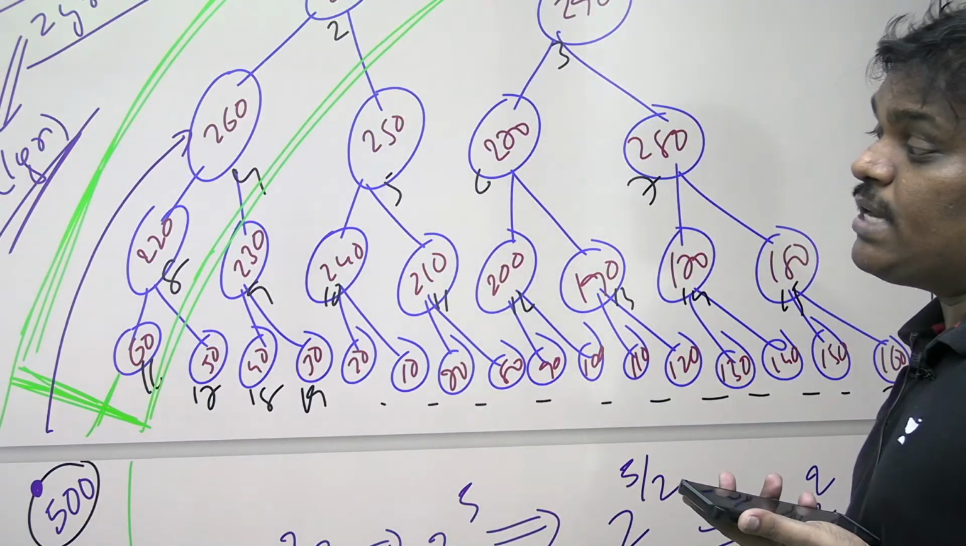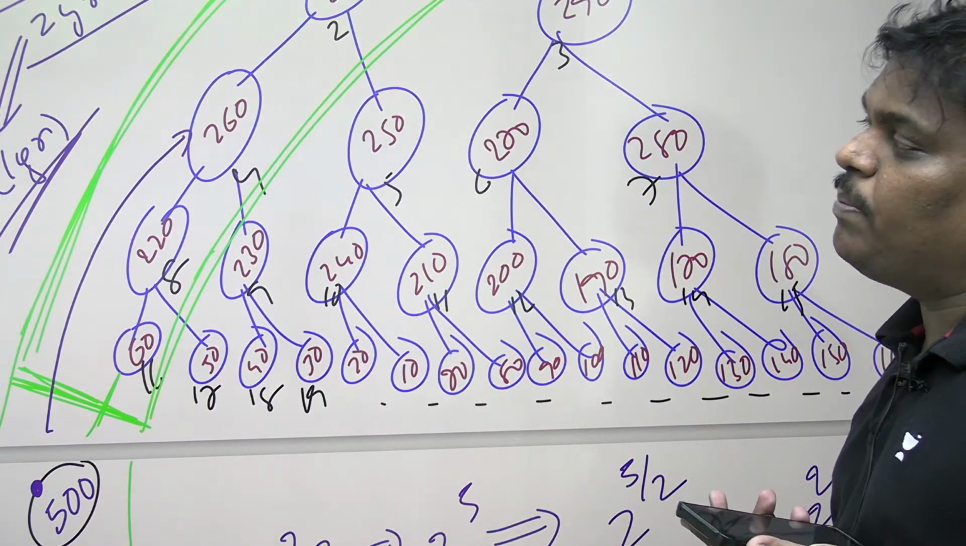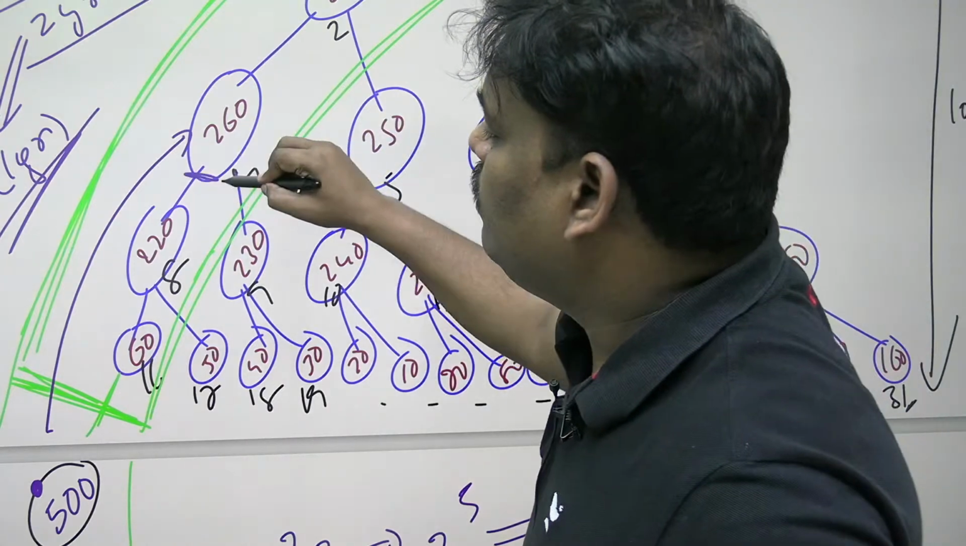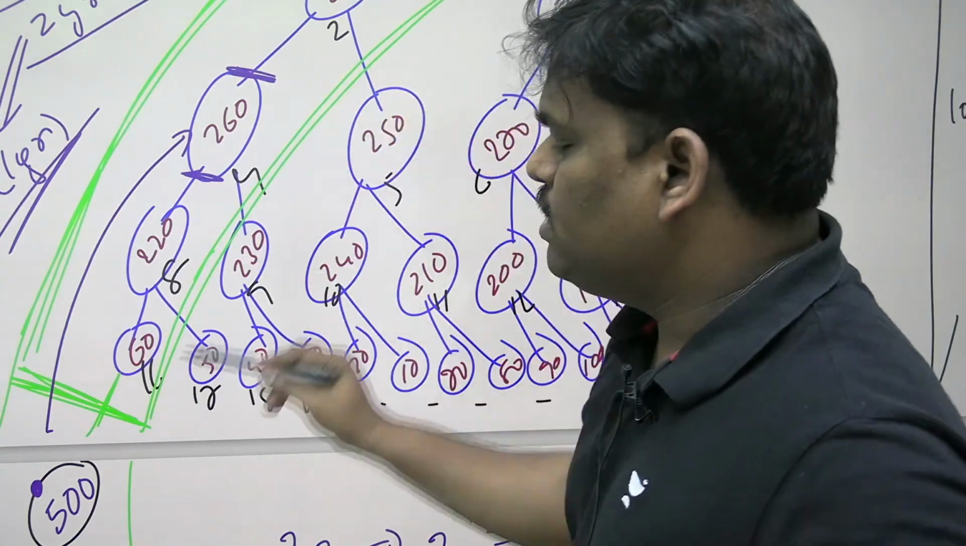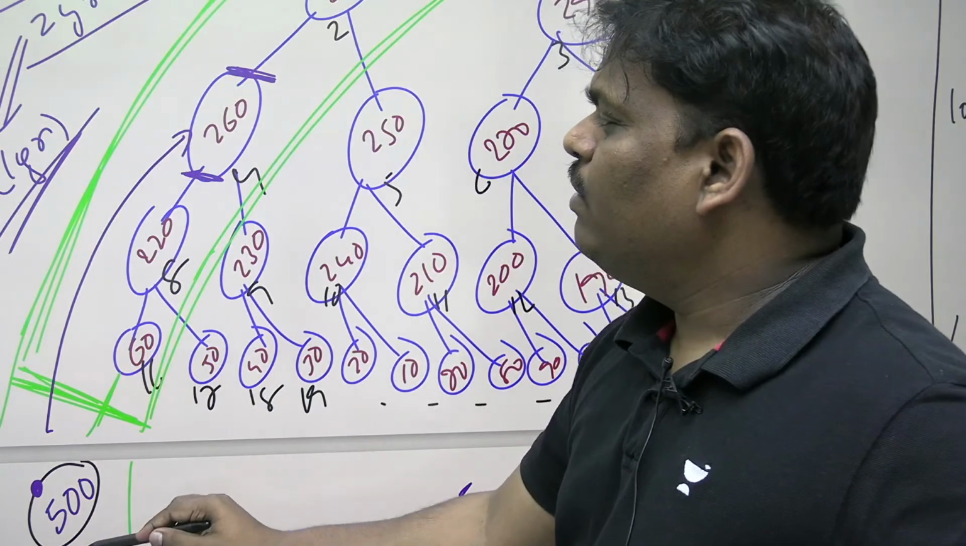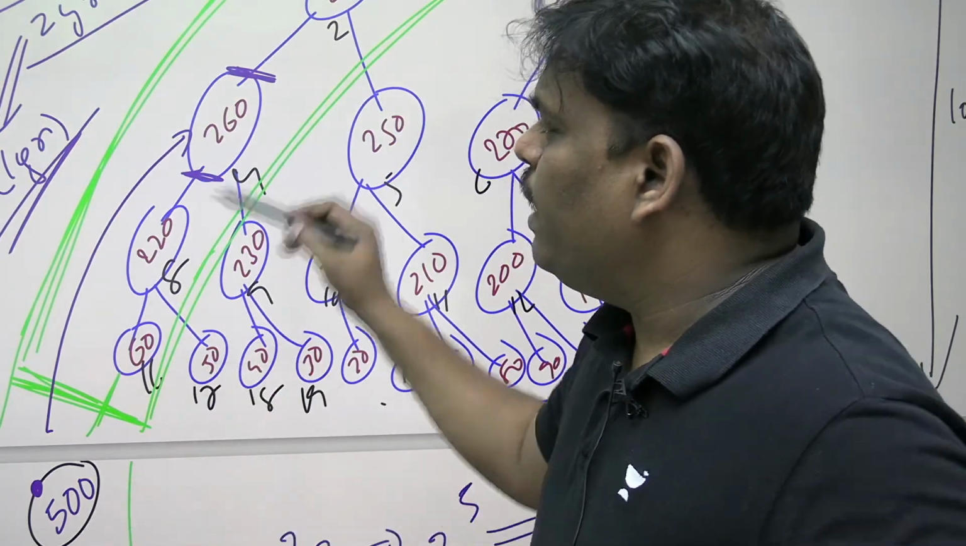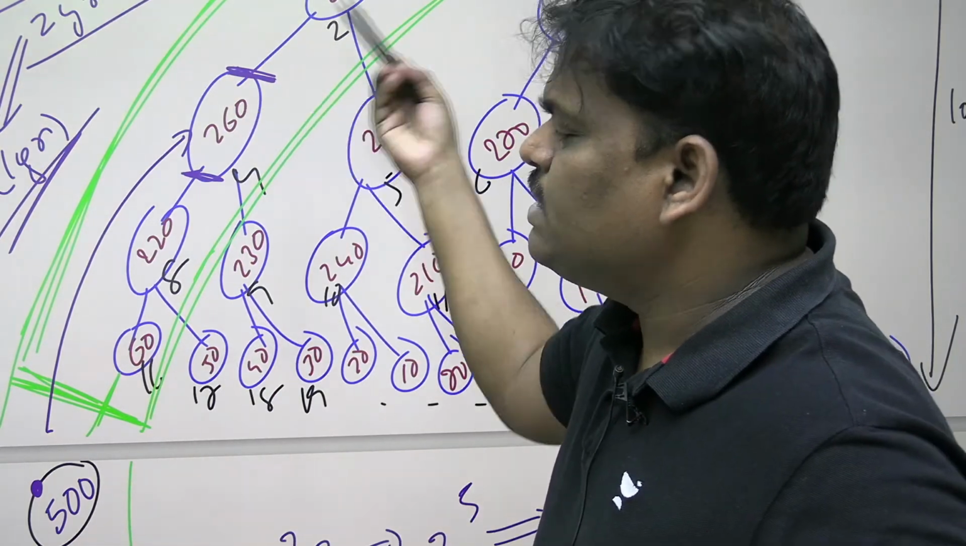You don't ask the parent. He will ask the middle person. See, he is the middle person. He will ask the middle person, am I okay? See this one. Child is 500. Sorry, child is 500. Parent is 260. Is it okay? He said no.